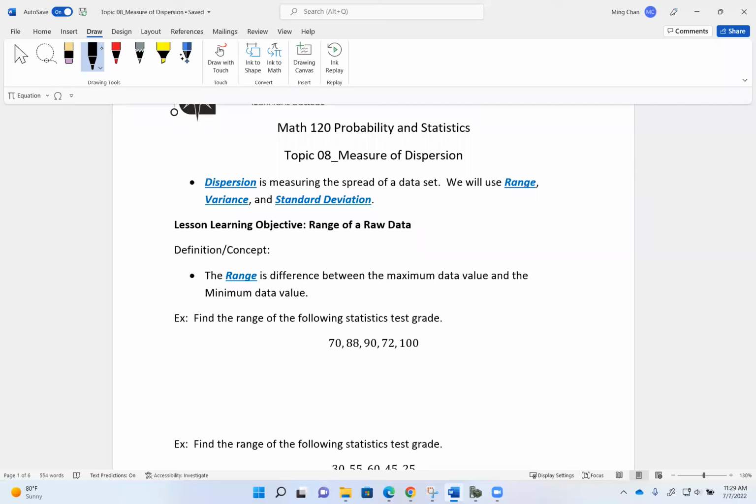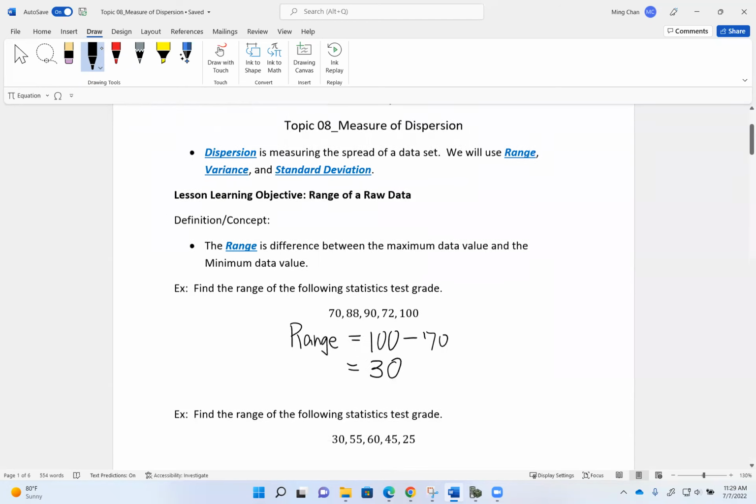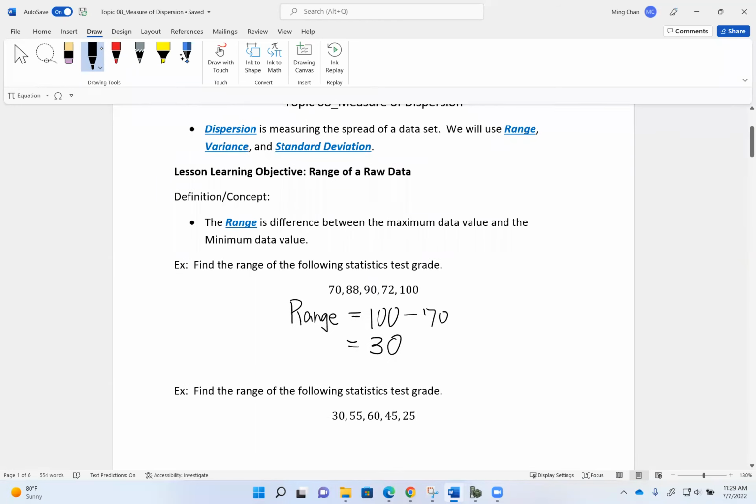So if I take a look at these 5 numbers, for example, the range is the maximum data value, which is 100, minus the smallest data value, which is 70. Then this data has a spread of 30 points. These 5 are, for example, test grades, so the test grades have a 30 point spread.